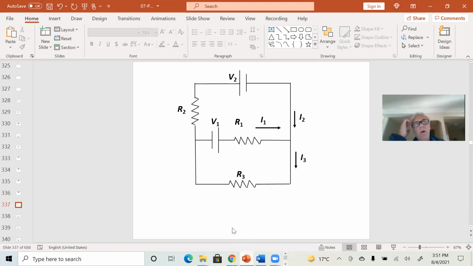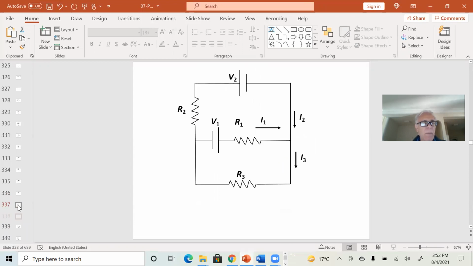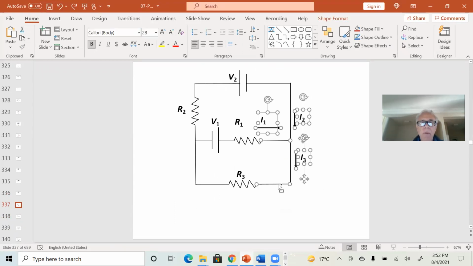We have a circuit that's more complicated now. It has two loops and two nodes, nodes where you have an intersection here. So let's start here. Another example of the Kirchhoff loop law, a little bit more complicated. Let me erase those current values here. You can choose whatever direction you want.